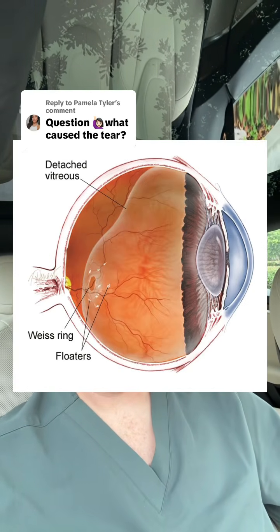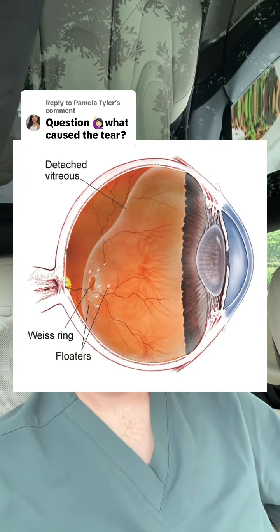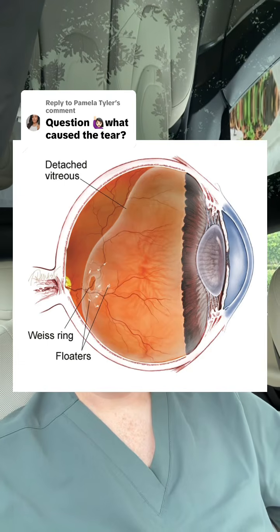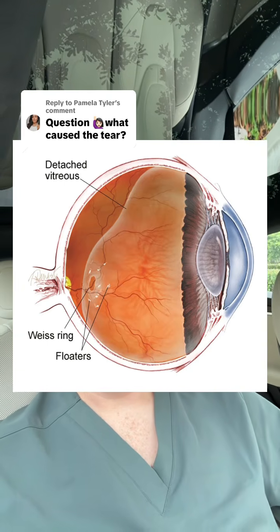Retinal tears are caused by one event and one event only, and that is something called a posterior vitreous detachment, otherwise known as a PVD. A PVD involves the vitreous, which fills the entirety of the back of the eye, lining the retina, lining the lens in the front of the eye, separating away. And as it separates away, it pulls on the retina. And if it pulls hard enough, it will tear the retina and cause a lot of trouble, putting someone at risk of a retinal detachment, which is blinding.